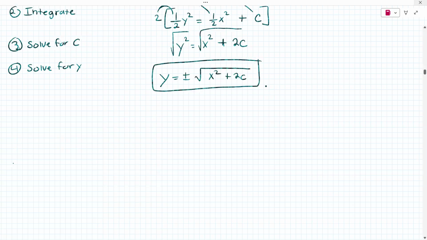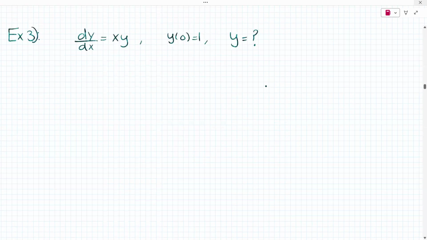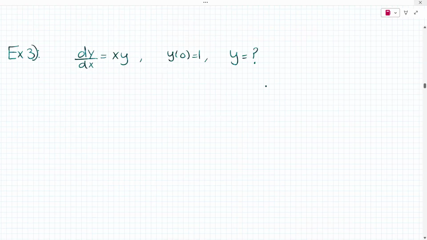Okay, let's move on to example 3. So example 3, we have dy over dx equals xy, y of 0 equals 1, and we need to solve for y. So this time they do give you an initial condition. y of 0 equals 1 is actually a coordinate. It's like 0 is your input, and then 1 is your output. So 0 is your x, and 1 is your y, right? So you can write it as a coordinate as well.